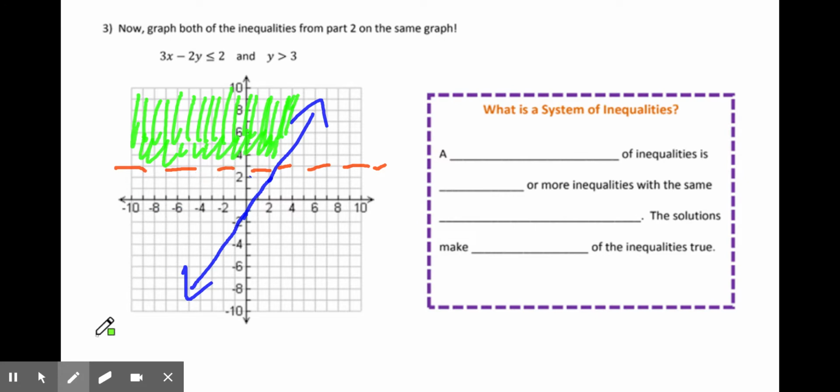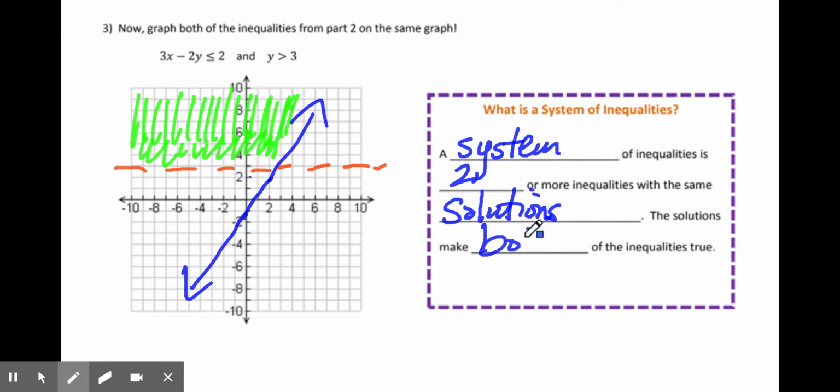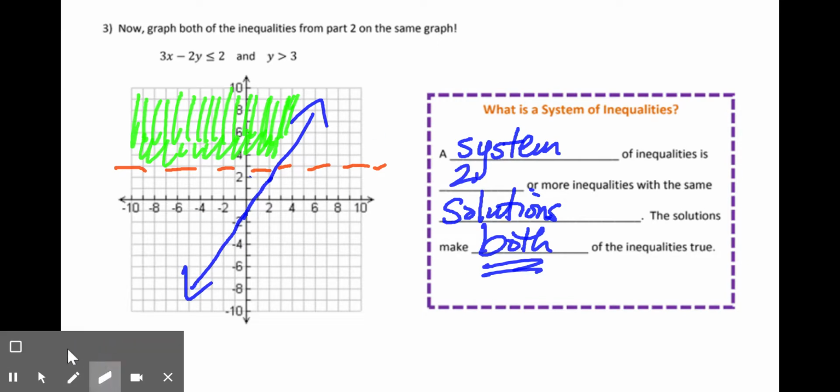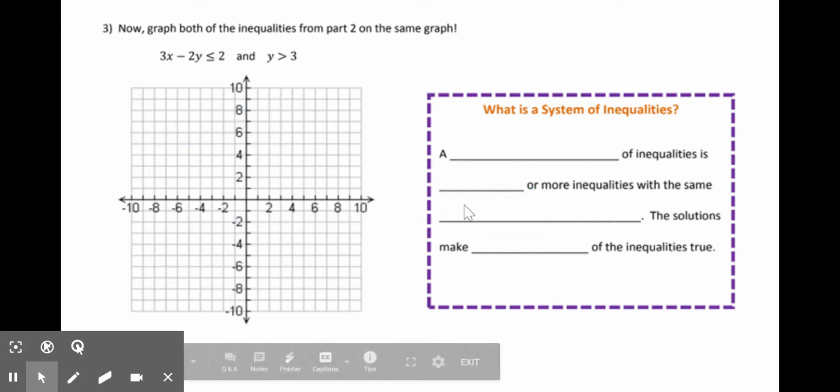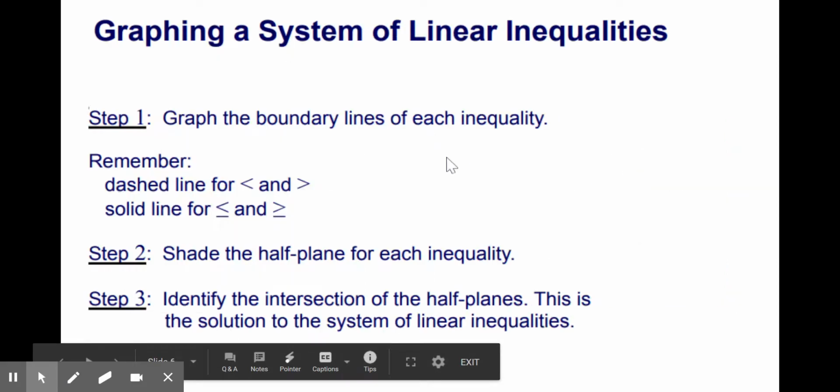All right, so now what we can do is we can define this stuff that we have here. A system of inequalities is 2 or more inequalities with the same solutions. Okay, the solutions make both of the inequalities true, just like in a system of equations, right? You get that one point where the 2 lines meet. It has to work in both of the equations, okay? All right, so now we're just going to try a couple here, and then we're going to be all set.